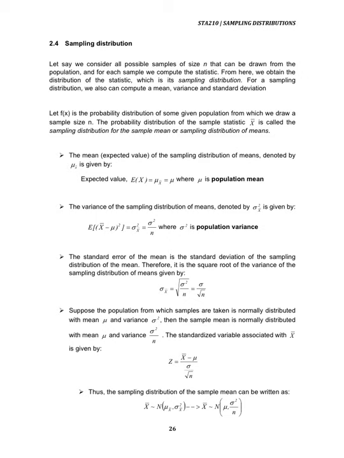Okay, what is sampling distribution, 2.4? Let's say we consider all possible samples of size n that can be drawn from the population, and for each sample we compute the statistic. Then we obtain the distribution of the statistic, which we call the sampling distribution. From there also we can compute the value of mean, variance, and also the standard deviation. Now let f(x) be the probability distribution of some given population from which we draw a sample of size n.